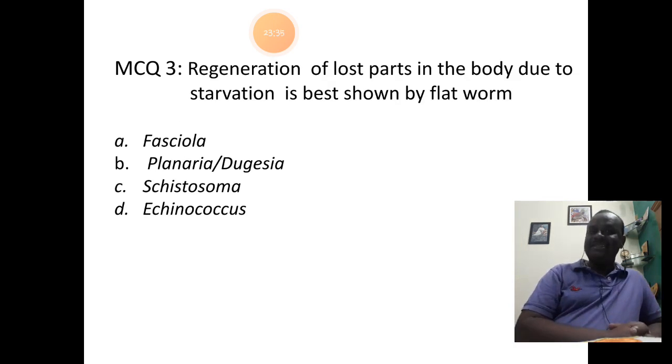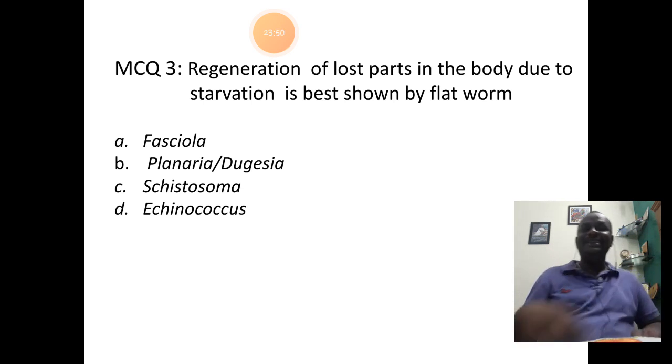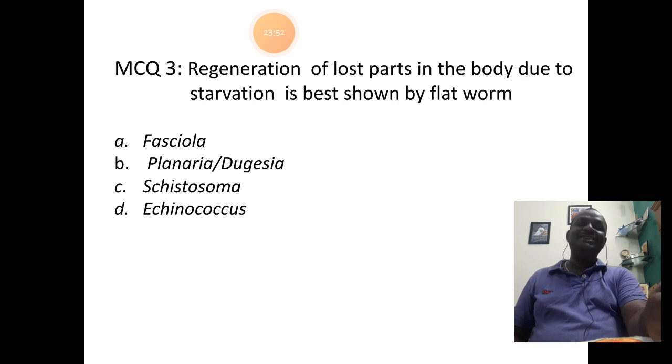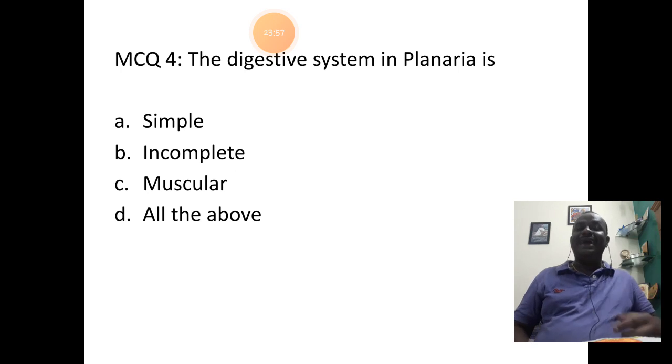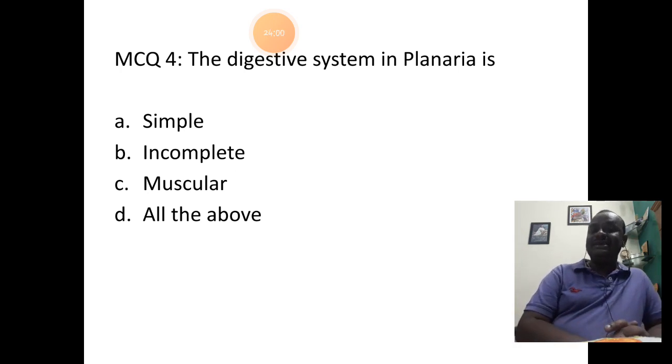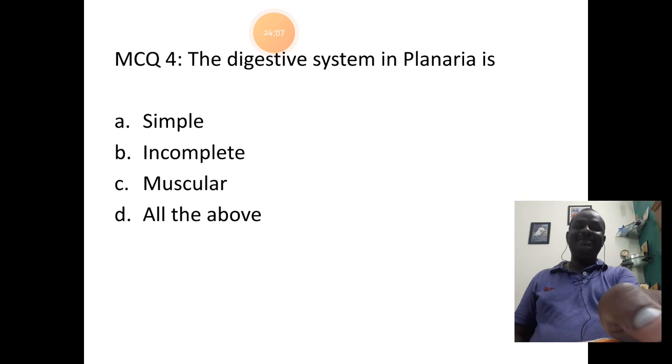Regeneration of lost parts in the body due to starvation is best shown by a flatworm. So which particular platyhelminthes shows lost parts regeneration during the starvation process? It is again Planaria dugesia. So the answer is B. Fourth question. The digestive system in planaria is simple, incomplete, muscular. So all the 3 points are correct. So answer D will be the right answer here.